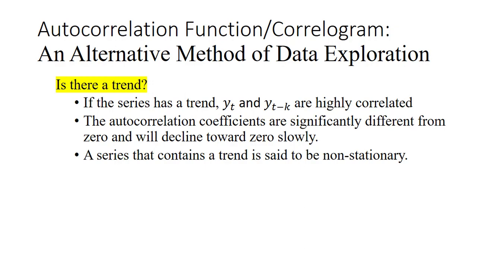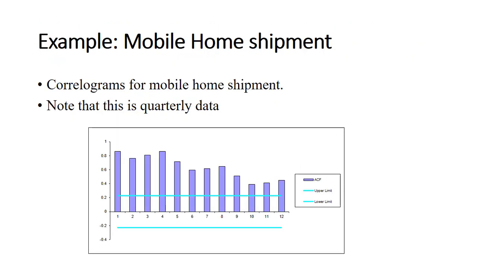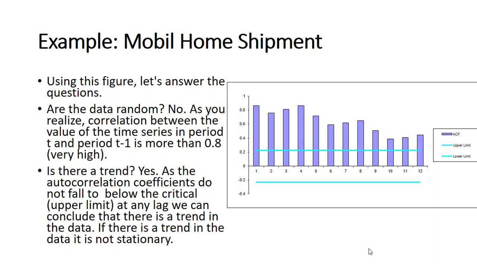And finally, we can talk about seasonal pattern. If a series has a seasonal pattern, there will be a significant autocorrelation coefficient at the seasonal time lag or multiples of the seasonal lag. Look at this example. This is the correlogram for mobile home shipments. Note that this data is quarterly. Using this figure, let's answer the questions.